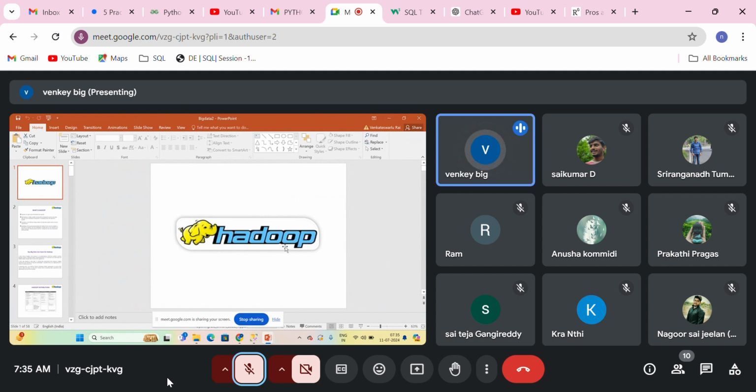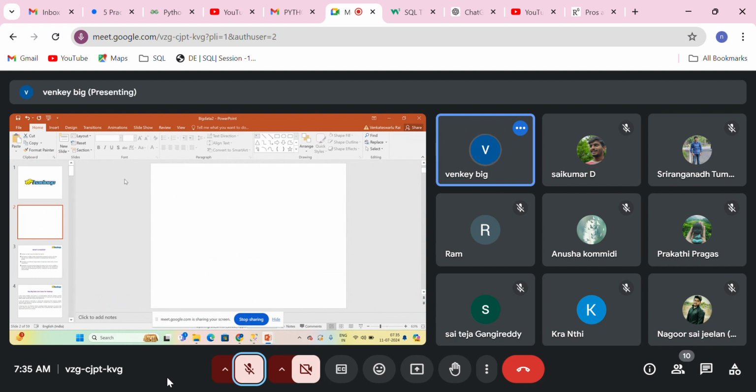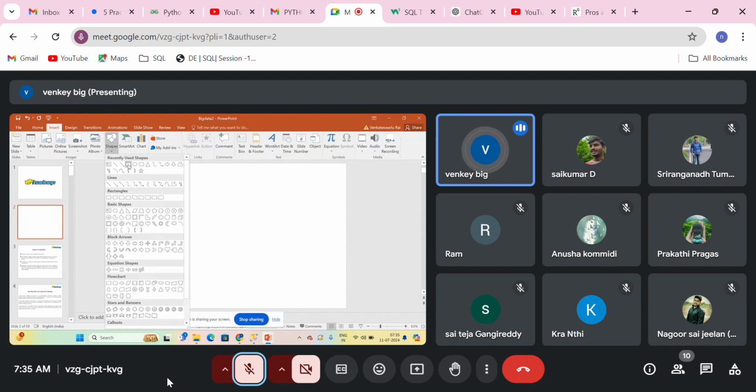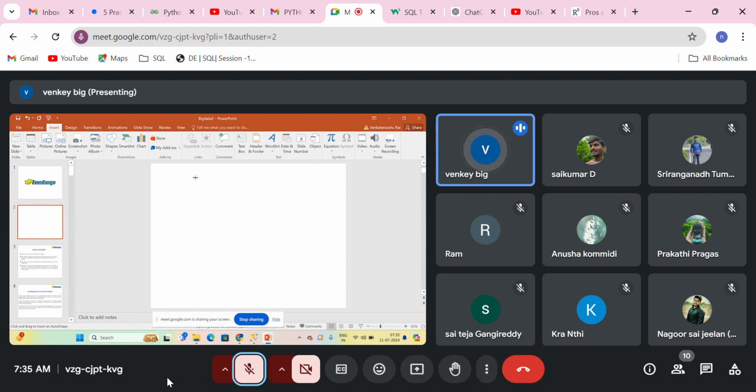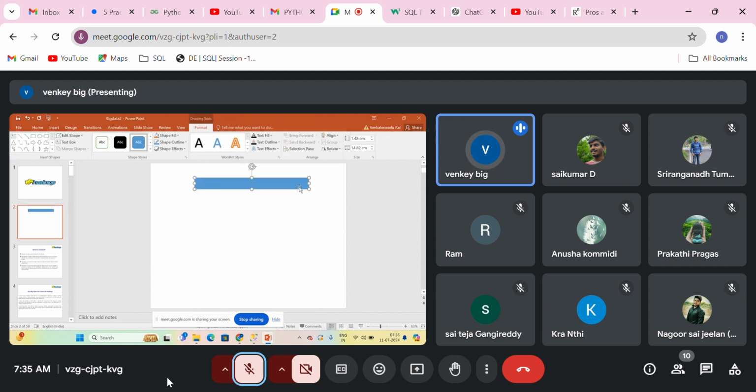So before entering Hadoop, I will try to explain how our traditional data warehouse systems work. So initially, when we take any kind of data warehouse, let us take an example, your Oracle or Teradata. We'll take Teradata.